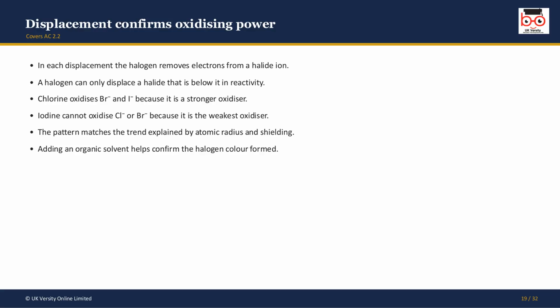Step back and see what the displacements are really telling us. In each case, the halogen pulls electrons off a halide ion, and a halogen can only do that to a halide sitting below it in reactivity. Chlorine oxidizes both bromide and iodide because it's the stronger oxidizer, while iodine can't touch chloride or bromide because it's the weakest. This is exactly the pattern we explained using atomic radius and shielding. In the lab, adding an organic solvent makes the color of the freed halogen easier to identify.